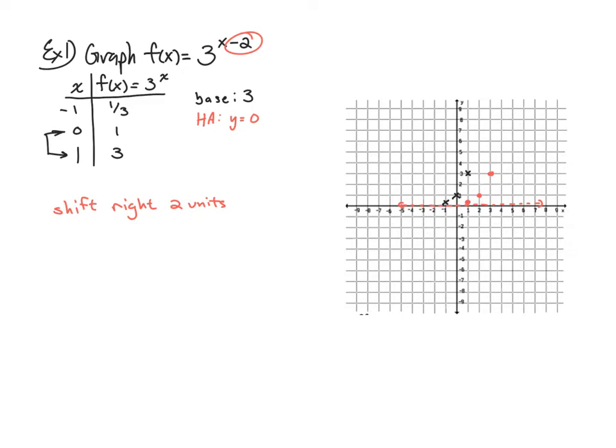Cool. Last thing, draw the graph. And for exponential purposes, the graph will never cross the horizontal asymptote. So there it is. There is the graph of this exponential function right here. It was the parent function, right? Again, the parent function is just the base and the exponent x, shifted right 2 units.